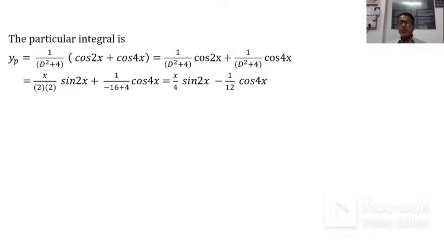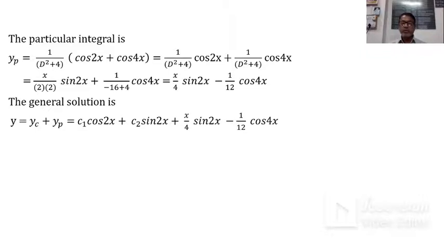upon 12 cos 4x. And then we write the general solution to be yc plus yp. And the general solution is c1 cos 2x plus c2 sin 2x plus x upon 4 sin 2x minus 1 upon 12 cos 4x. This is the technique to solve such types of non-homogeneous differential equations. We see one more example of this type.